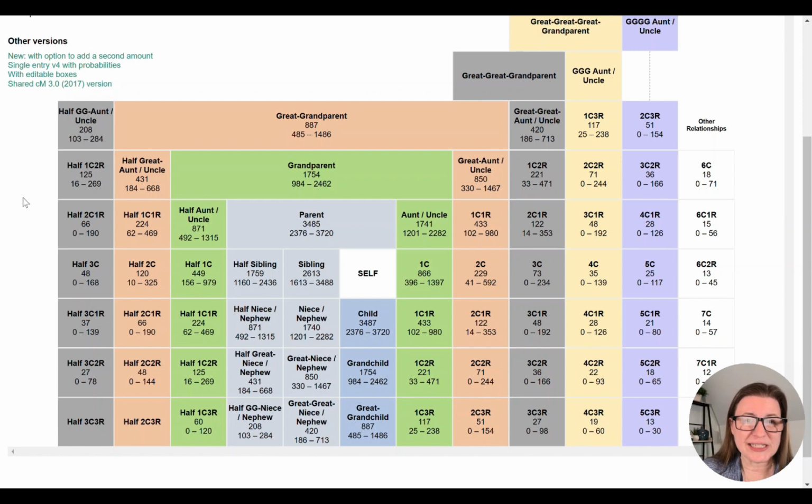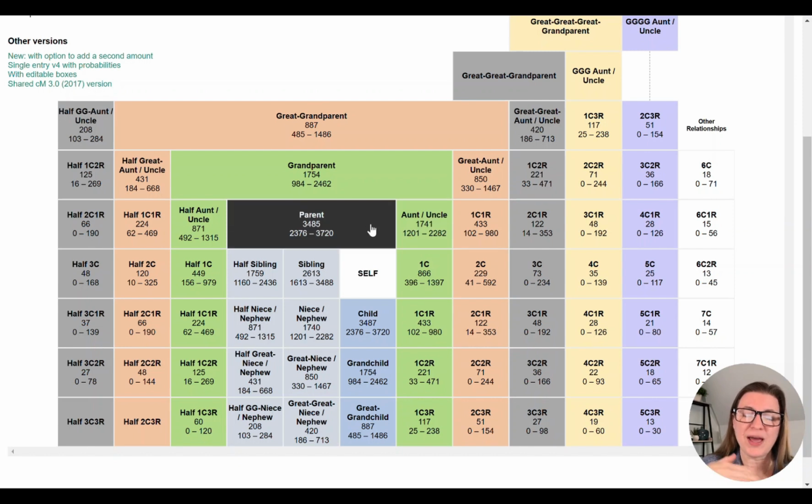If we look at the Shared Centimorgan Project, which I'm happy to teach a lot more about, I love teaching about this, so leave a comment down below if you'd like to learn more. But this row here is your generation. Here's you, your siblings, your first cousins, your second cousins. Those are all about your generation.